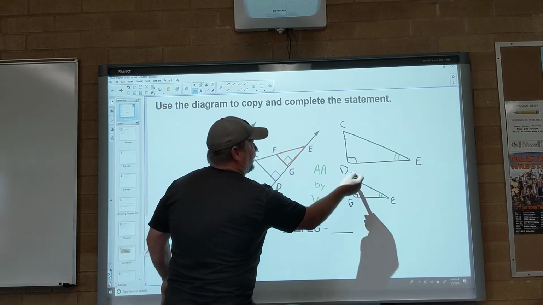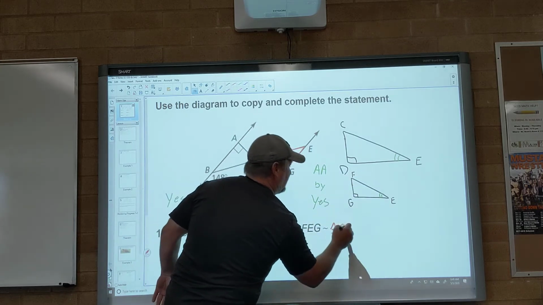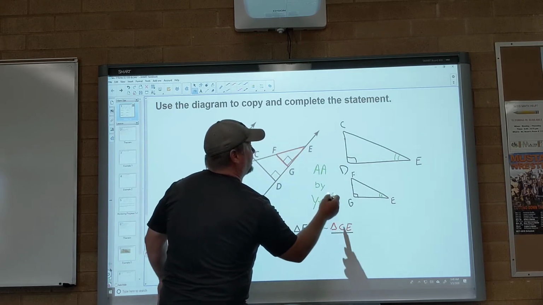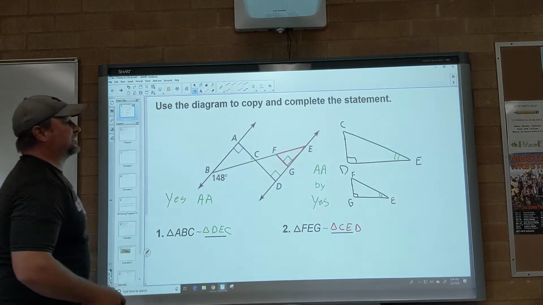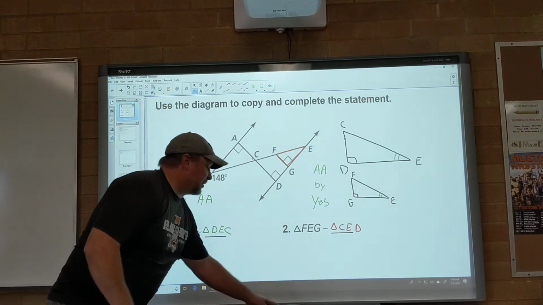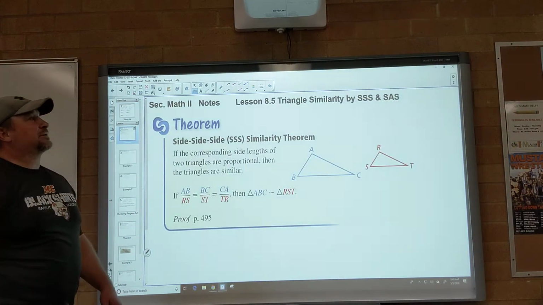Okay, F went with C. So triangle C. E went with E. And G went with our D. And there's the two triangles similar by angle, angle for both things. Okay? So now we're going to move on and go into our lesson today, which is side, side, side and side, angle, side.